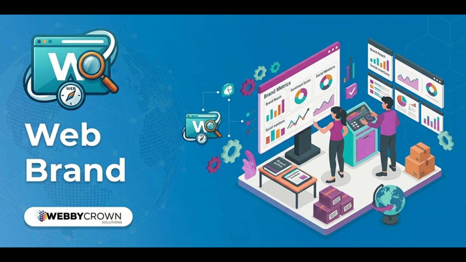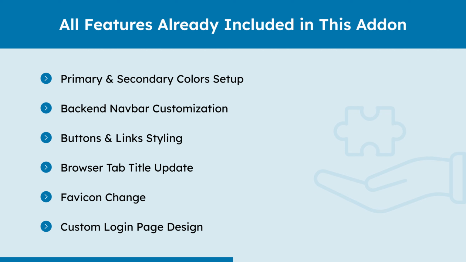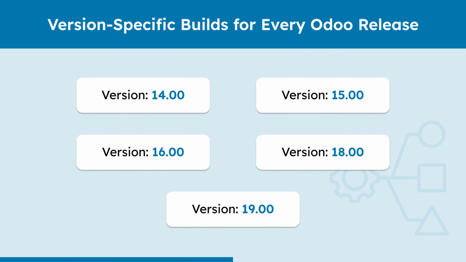Webby Odoo branding login theme, also known as Web Brand, is an add-on that lets you apply your company branding across the Odoo backend and login page. We'll cover how to set your primary and secondary colors, update the backend navbar, buttons, links, the browser tab title, favicon, and how to style the login page for a consistent brand experience. This add-on is maintained as version-specific builds for Odoo 14, 15, 16, 18, and 19, and can exist in your project as separate folders per major version, so the experience stays consistent even when Odoo's web framework changes between versions.